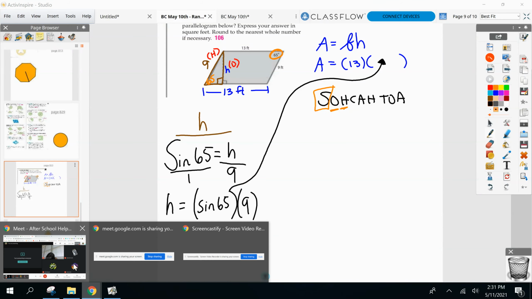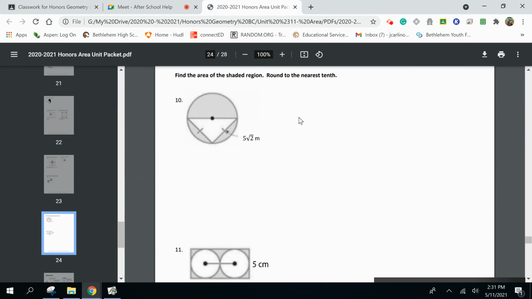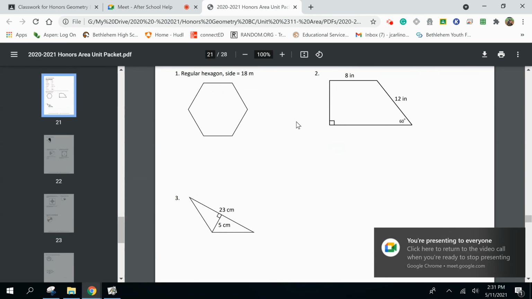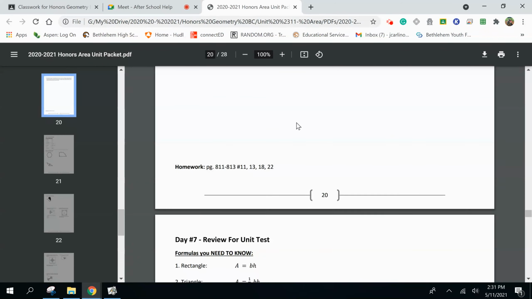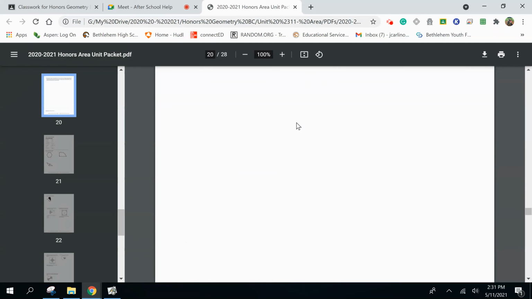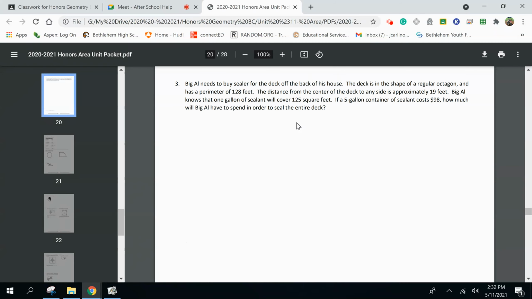Just some things that are coming to my mind. Please make sure in your packet you review the very last question we did as a class on Big Al and his deck that's in the shape of an octagon on page 20. All right, there will be a question similar to that on the test, except you're going to have to do something with this garage. How many square feet is the garage? All right, what if I need to paint the garage? How many cans am I going to need and how much is it going to cost? Very similar to this question right here on page 20.